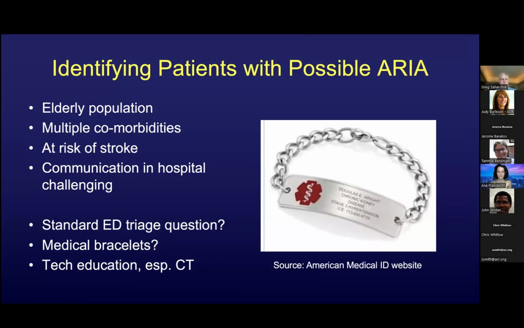So, we do really need to think about how we educate the emergency department. Do we need something more than just some note in the chart? Do patients need to have bracelets, et cetera? And then there needs to be tech education because, again, typically for these kinds of symptoms in most hospitals, patients will get CT. And CT is really suboptimal for identifying, especially the mild and moderate forms of ARIA. So, if a tech sees this situation, maybe they can help guide the team towards getting the appropriate MRI.